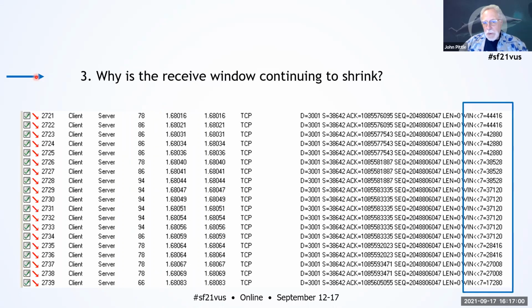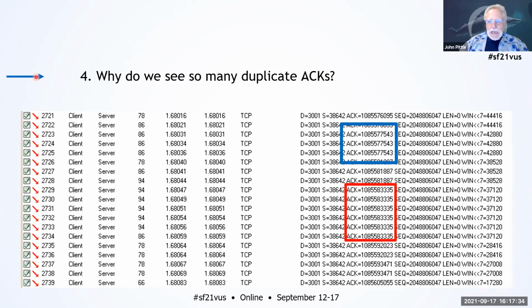This is also kind of important. Why is the receive window continuing to shrink? Notice it starts out at 44K, and then as we get farther down towards the bottom, it's at 17K. The reason is because the receiver has to hold on to these packets. I can't hand them off to the application layer because they're not in order, and TCP has to deliver stream bytes in order to the application layer. Those are the rules. And then why do we see so many duplicate ACKs? Well, that's because it's out of order.